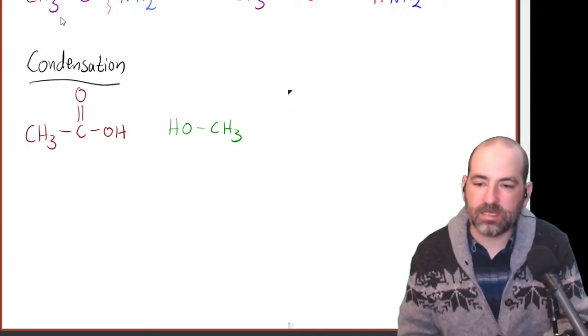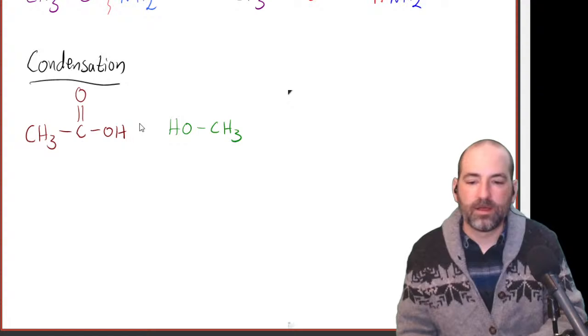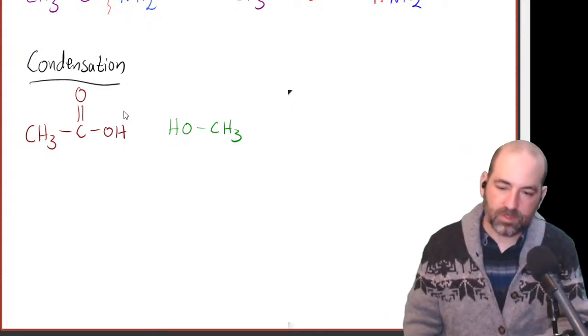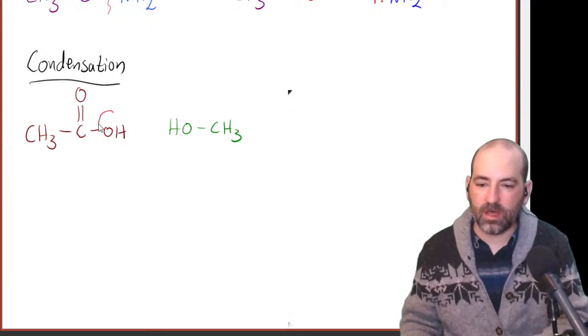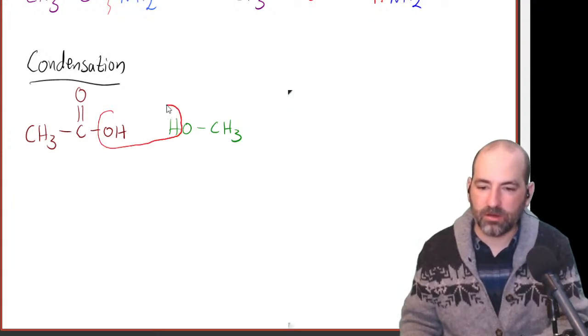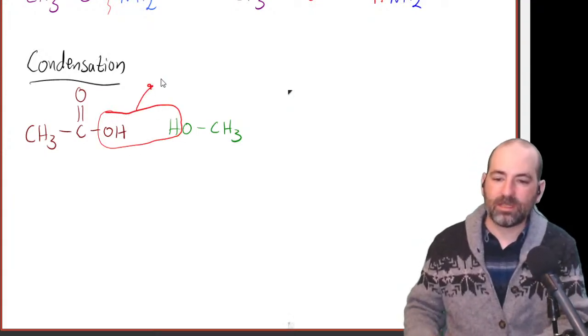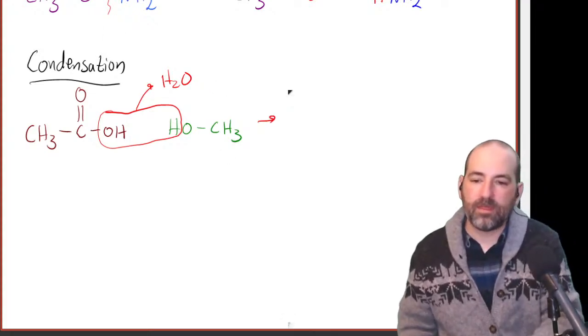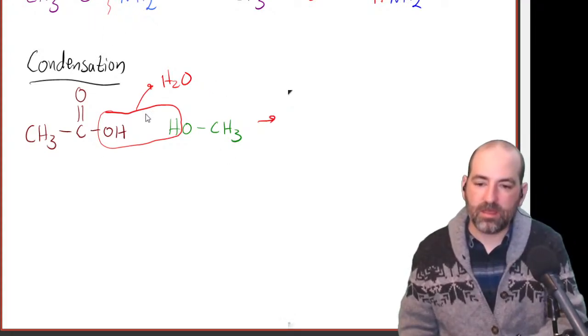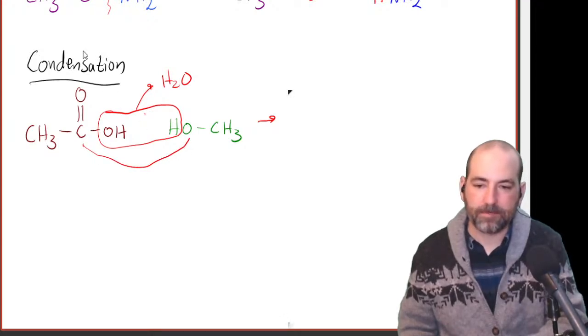All right, so in a condensation reaction, we're going to take water out. So we're going to take H2O and remove them. So that would be the OH here and the H here. So H2O is leaving and becoming water. And the result then is that these two molecules have to connect together like that.